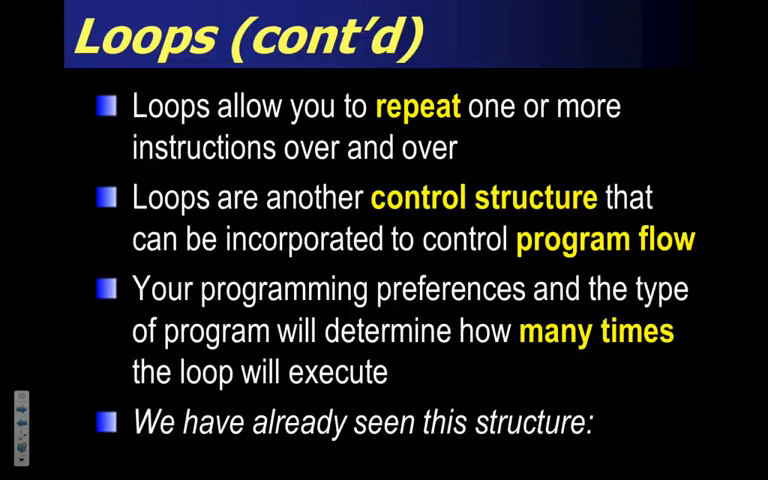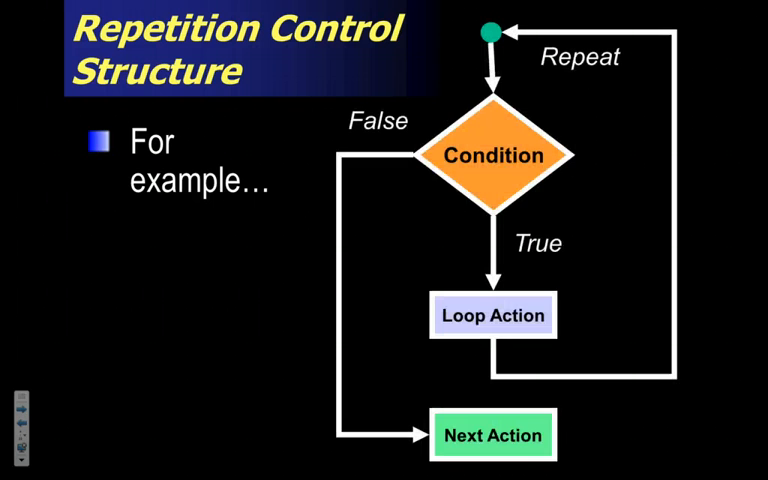So a loop allows you to repeat instructions or code over and over again. They're another control structure that changes the flow of your program, just like the if statements did. And it allows you to execute code multiple times, basically as many times as you, the programmer, decide you want it to execute.